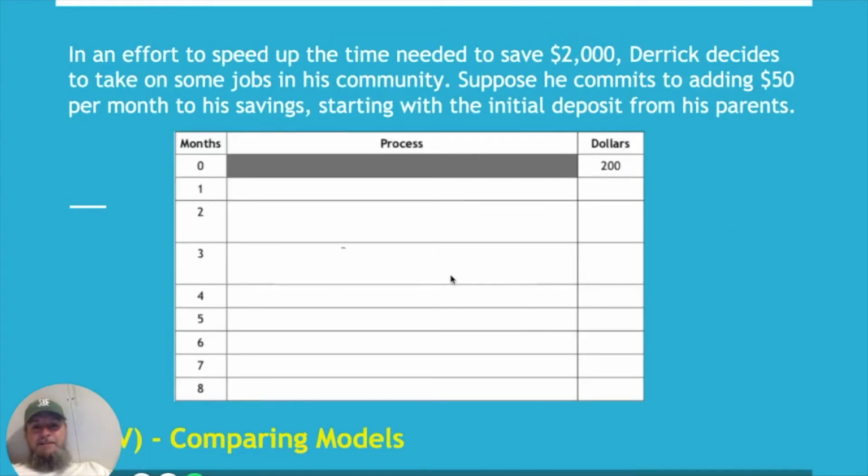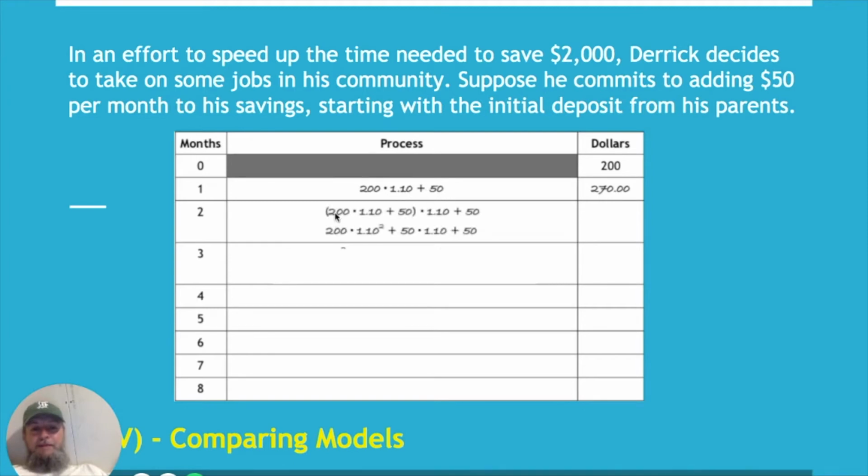Let's see this. Derek, in order to speed up time, needed to save $2,000. He decides to take on some jobs in the community. If he commits to adding $50 per month to his savings, starting with the initial deposit from his parents, that $200, he's going to get the 10% plus $50. So after 1 month, he has the $200 he starts with times 1.1, which means he's adding the 10% his parents give him, plus the $50 that he puts in, which is 270.